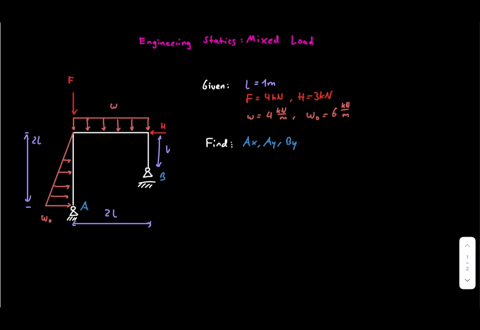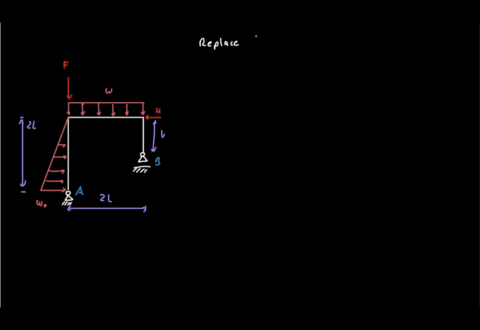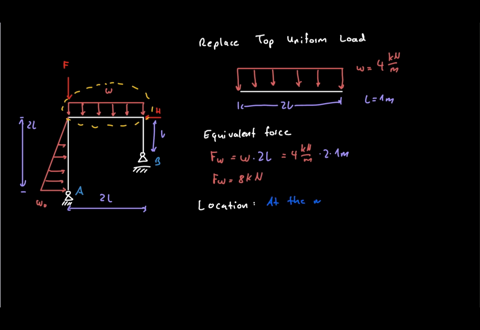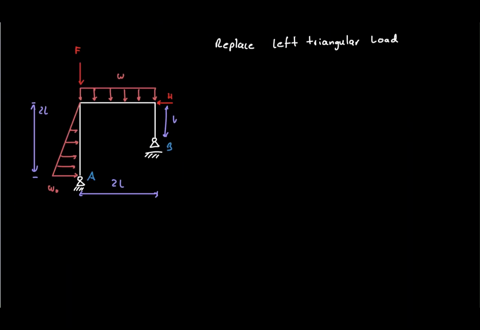Now we replace the distributed loads. The top load is rectangular, so its equivalent force is the area of the rectangle. 4 times 2 gives 8 kilonewtons. Since the load is uniform, this equivalent force acts at the center of the top beam, 1 meter from the left side.